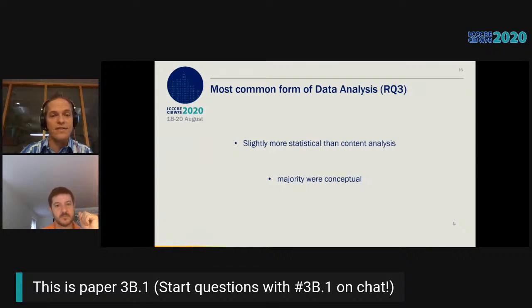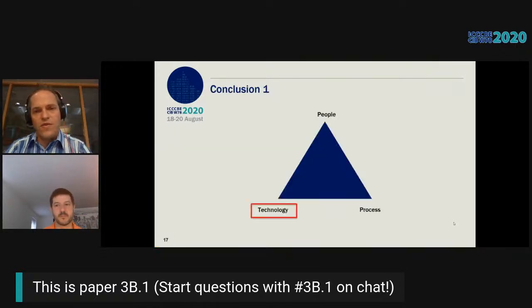The data analysis, like I mentioned before, the vast majority were conceptual with no data analysis, and the empirical papers had slightly more statistical than content analysis. So that leads me over to the conclusion. Most papers were conceptual papers developing software prototypes. So this means that there is a clear focus on the technology part of the digitalization triangle.